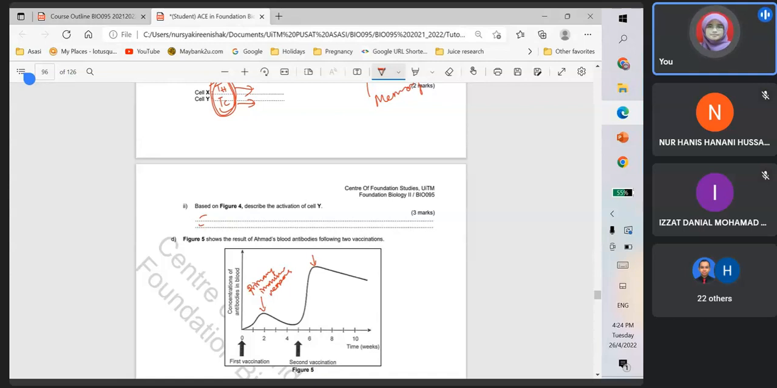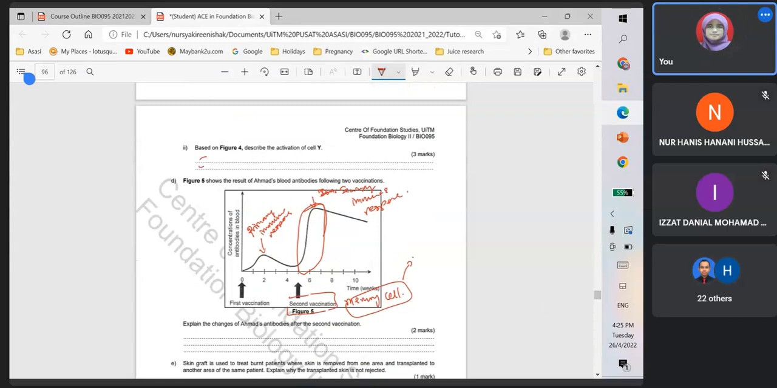Tapi bila dah terhasilnya memory cell tu, when you are infected again with the same virus, or in this case for the second vaccination, your body has already produced the memory cell. Okay, so when you insert the vaccine into your body, this foreign molecule does not get you sick, but it is just to trigger your immune system, your body has the memory cell. So once your body has the memory cell, your body can straight away, for example, produce antibody against that specific virus. So that's why kita ada peak terus kat sini. This is what we call the secondary immune response. Okay, secondary immune response. Okay.